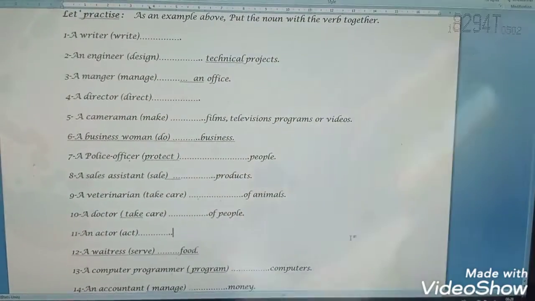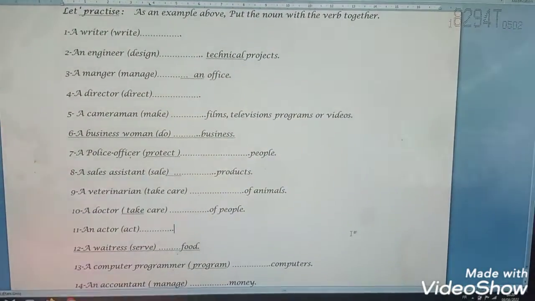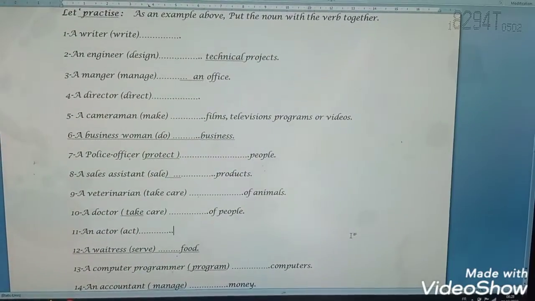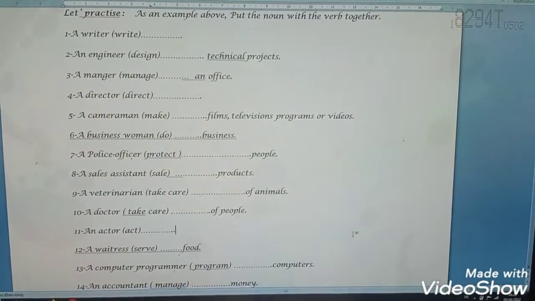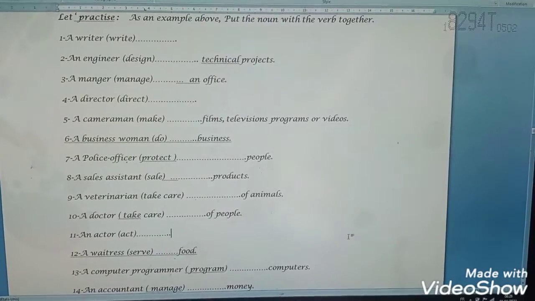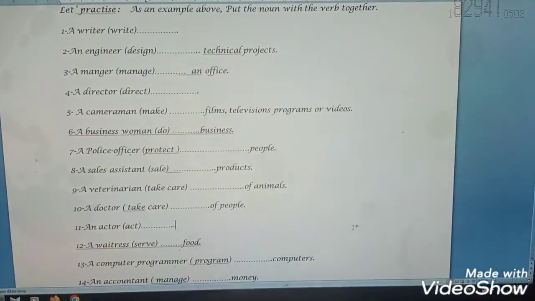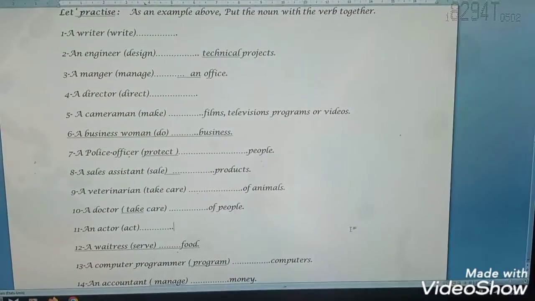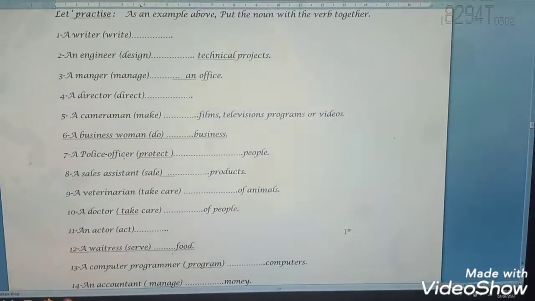Five. A cameraman makes films, television programs or videos. Cameraman اللي هو رجل الكاميرا يصنع أفلام وبرامج وفيديوهات. Six. A businesswoman does business, امرأة الأعمال تقوم بأعمال. Seven. A police officer protects people, مفتش شرطة يحمي الشعب.